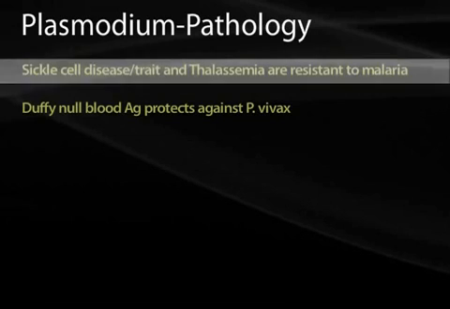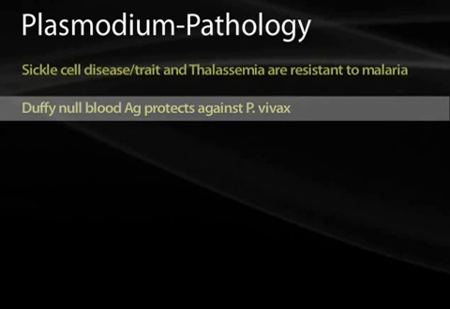Interestingly, for malaria, sickle cell disease, sickle cell trait, and thalassemia are resistant to malaria. There's a difference in their red blood cells, and so they don't get infected with the parasites, and so they don't have the disease. Also, the Duffy null blood antigen protects against Plasmodium vivax. So this is a unique twist on an otherwise sad disease. People in sub-Saharan Africa with sickle cell disease are not at risk for developing malaria.